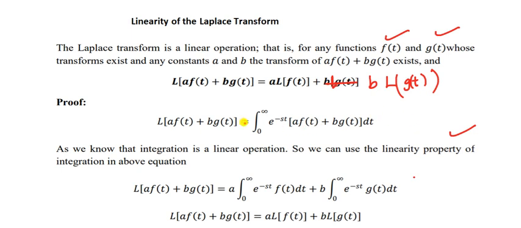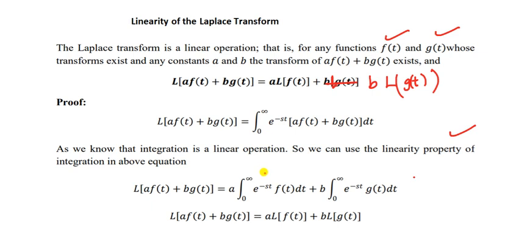Now using the formula, for the Laplace transform of a f of t plus b g of t, we have to treat this whole as a function. Then by the formula of the Laplace transform, we know the integral from 0 to infinity of e to the power minus st times the function. In this case the function is a f of t plus b g of t, so we can split the integration into parts for both the terms.